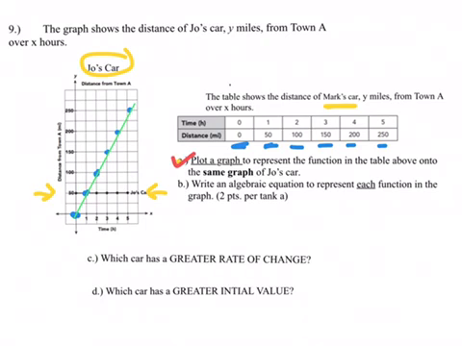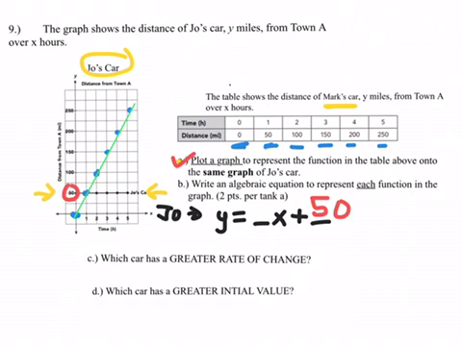Now we're going to write an algebraic expression to represent each function of the graph. Okay, so let's do Joe's car first. So y equals something x plus something. Remember, it's the slope and the initial value. So the b, the initial value is 50. And you can see there's no slope here. It doesn't rise, it doesn't run. So there's no slope at all. 0 slope.